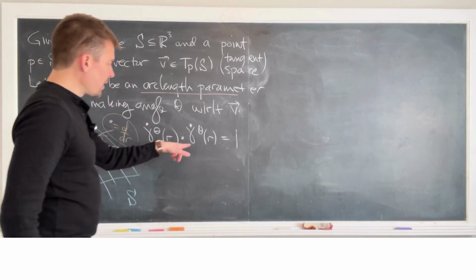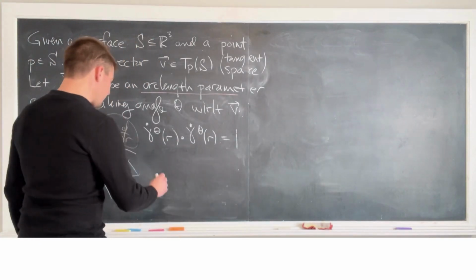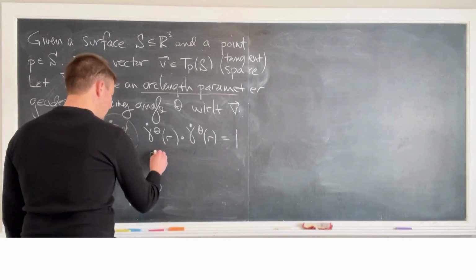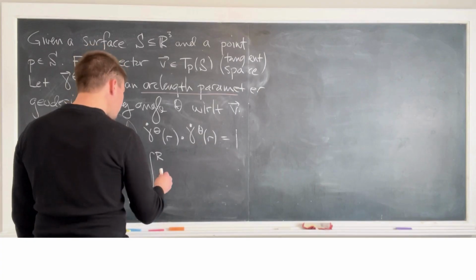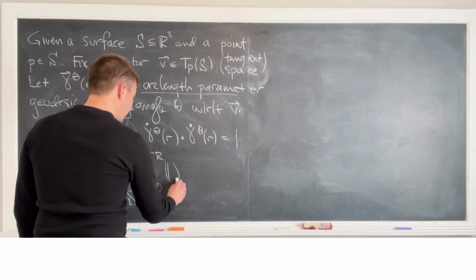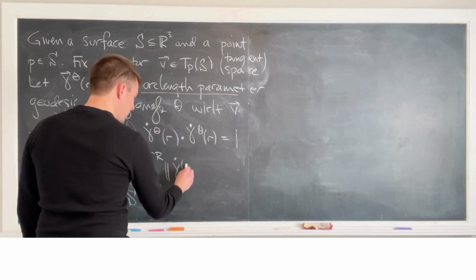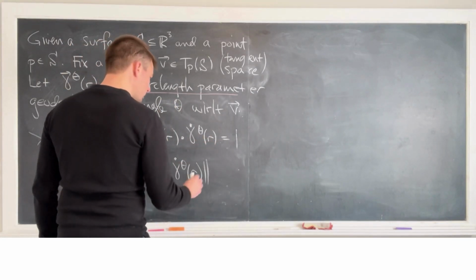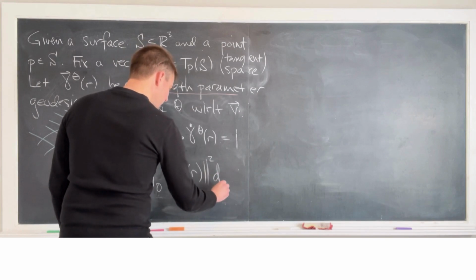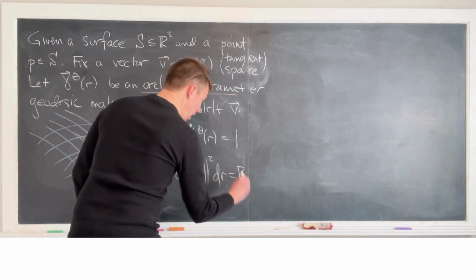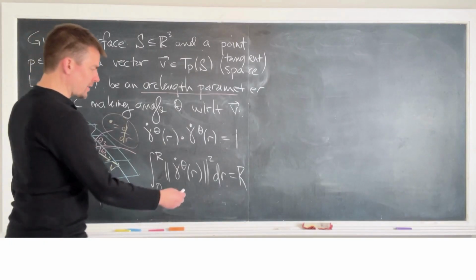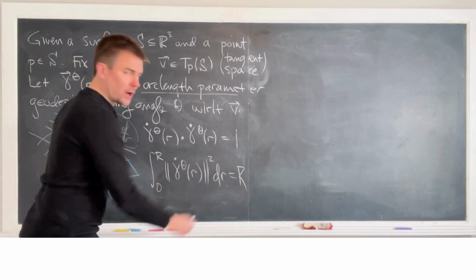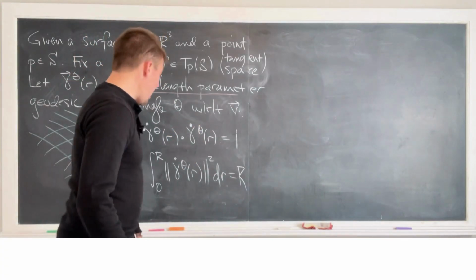And now, of course, what I can do is integrate this relationship, and if I integrate this relationship, this tells me that the integral from 0 up to any fixed r capital of the length of gamma dot theta r squared dr is equal to r capital, okay? That's just a trivial consequence because this expression over here is just constant equal to 1. I integrate 1 from 0 to r, I just get r capital. Great.